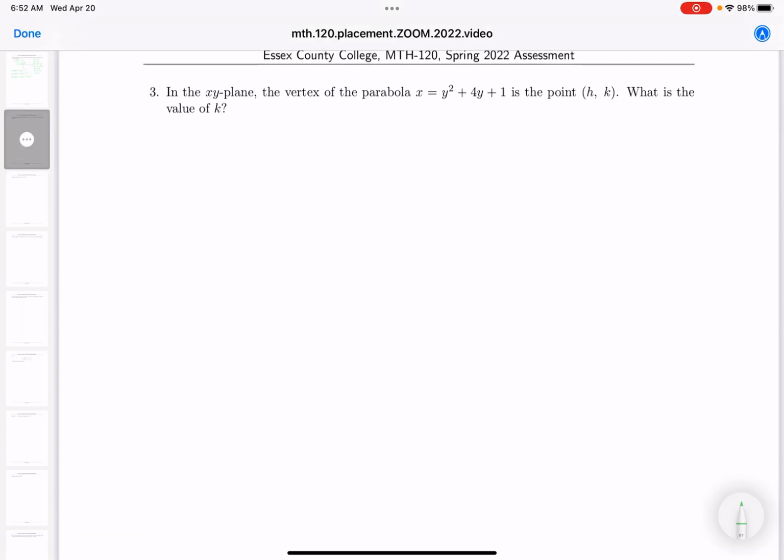Okay, this one goes back to something that we studied earlier, which is the conic sections. So I'm going to kind of write this in standard form because they are asking about the vertex of it. So let's write this down. This is going to be x minus 1 equals y squared plus 4y. I'm going to complete the square. How do I do that? Well, it's written pretty nicely. Half the 4 is 2. When you square that, you get 4. So what I need to do is add 4 to both sides.